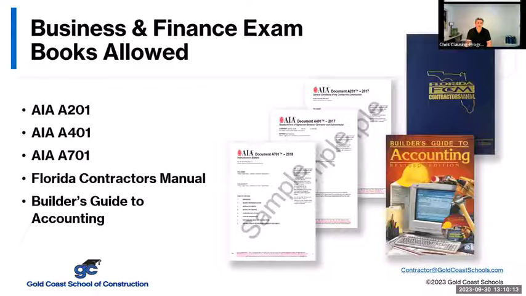These are the books that are allowed into the test. You have your AIA documents, the 201, 401, and 701, the Contractor's Manual, which is 10 chapters, and the Builder's Guide to Accounting, which is just an accounting book divided into 3 parts. And we reviewed all of these materials and books in all the modules 1 through 7, which cover the Business and Finance prep. Now, this happens to be Module 1.